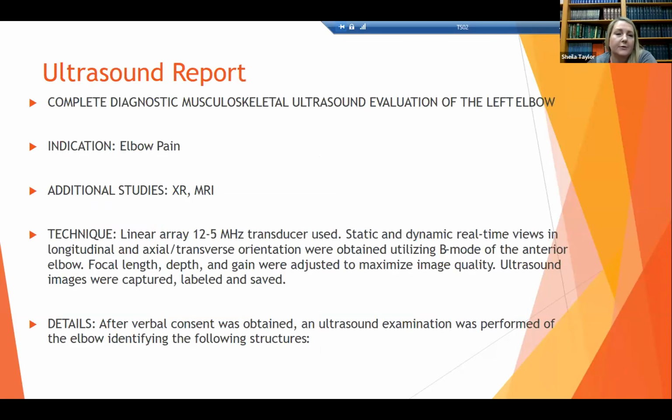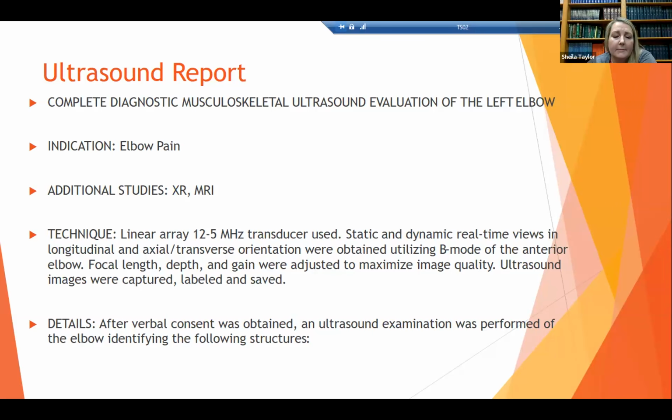So, crafting our ultrasound report around this. This is how I start all of my diagnostic ultrasounds. You want a title for what body part you're imaging. I like to put the indications, any additional studies that I've looked at, and then your technique, which probe you're using. So in her case, we used a linear array transducer. And then this is just my standard: we took static and dynamic images in multiple planes, and we adjusted those images. And then the details and the body of the report.